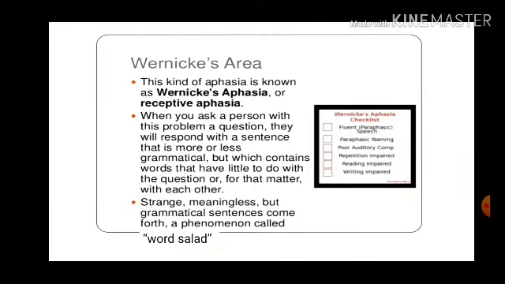How about Wernicke's area? Damage to Wernicke's area is known as Wernicke's aphasia, or receptive aphasia. When you ask a person with this problem a question, they will respond with a sentence that is more or less grammatical, but which contains words that have little to do with the question or, for that matter, with each other.